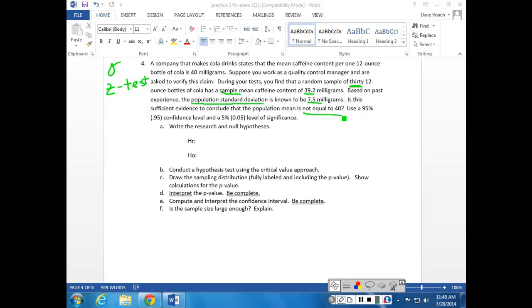So mu r, or mu a, however you want to call it, is not equal to 40. So that means, remember now, this is a two-tailed test. I'm going to go ahead and just put the idea in here. We're doing a p-value. We're going to have p-value in both tails. Write down the information here. X bar is equal to 39.2. Sigma is equal to 7.5. And n was equal to 30.